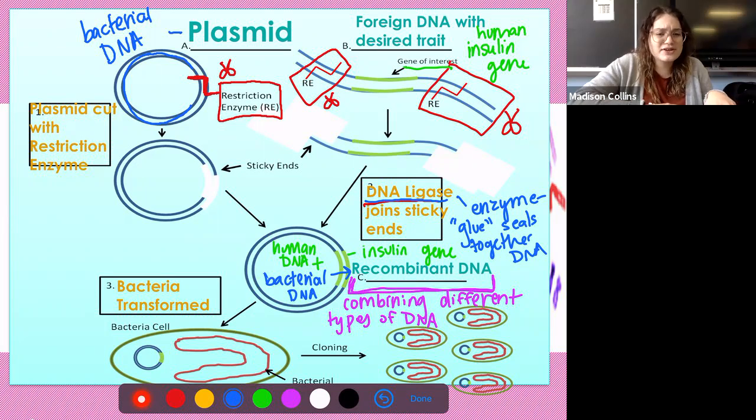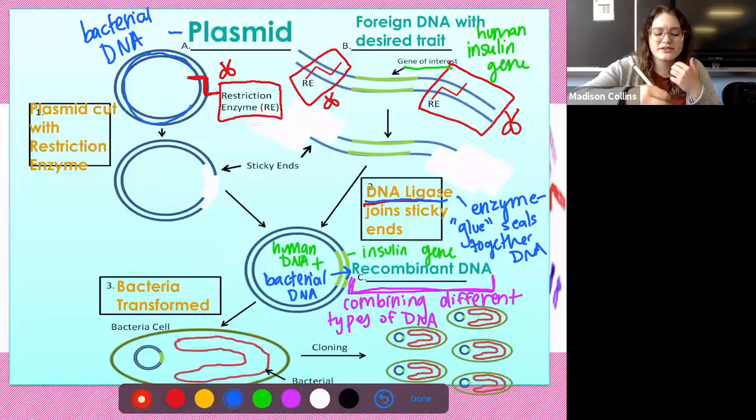Now, earlier I asked you guys, why do we want to use bacteria in this process? Why are we trying to stick a human insulin gene into bacteria? Well, since the bacteria now has this gene, that bacteria can now produce insulin. It now has the instructions to produce insulin. And why is that helpful?